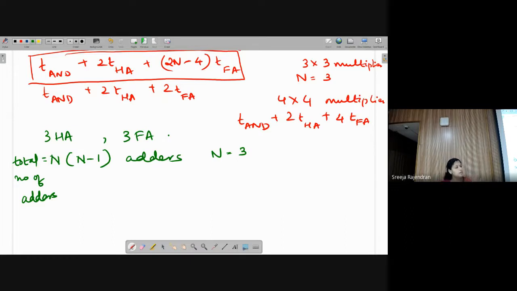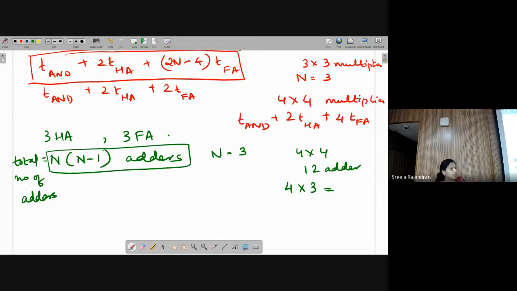In your previous 4 by 4 circuit, we had 12 adders. So there n is 4, and 4 into 3 gives me 12, n into n minus 1. So this is the standard formula which gives the total number of adders in any multiplier. All right. Is the multiplier a little clear now? Okay. So now we'll come back to multiplexers.